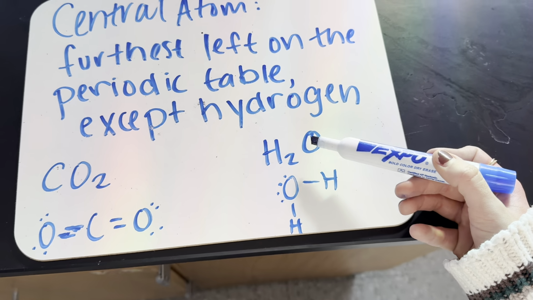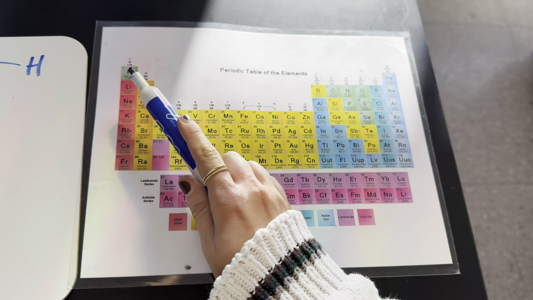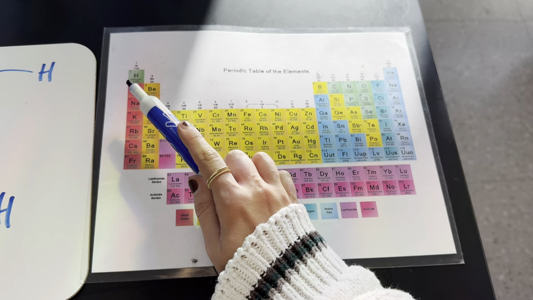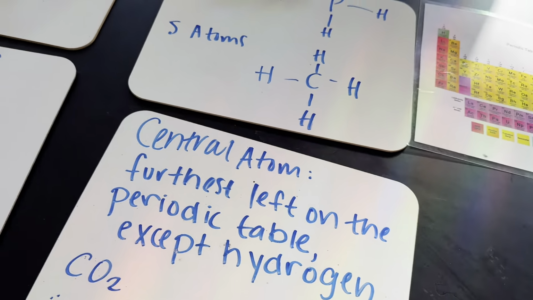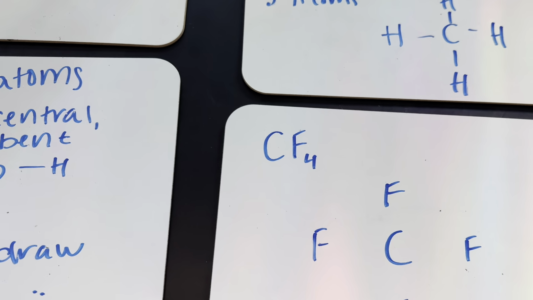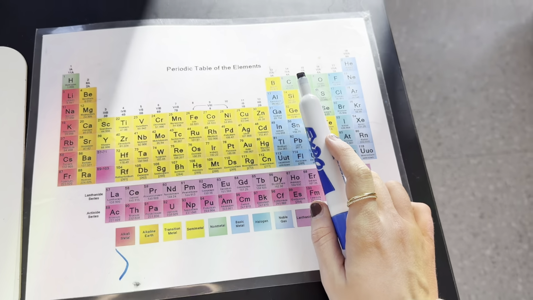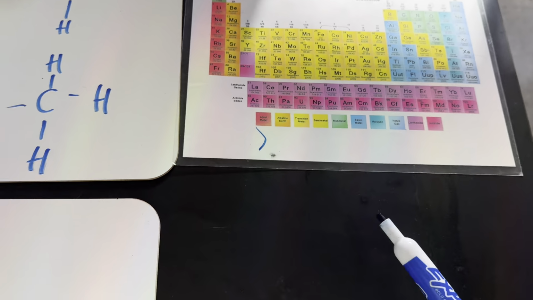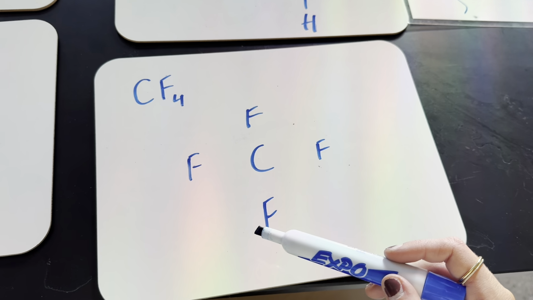Same thing over here for H2O. Oxygen is not further left than hydrogen, but like I said, hydrogen's the exception. Hydrogen will never be the central atom, so it has to be O. And there's lots of different ways that we could do this. I think I might have more on the back. Yes, I did. If I have CF4, then that means I look over here and I have C and I have F. And so C is further left, and so it's going to be the atom in the center. You're going to connect everything back to that one.